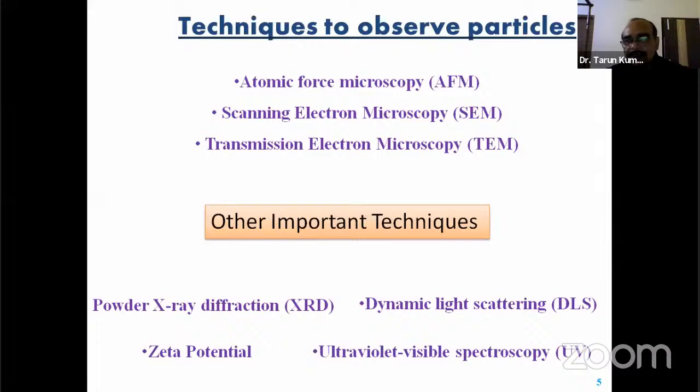So this is one of the things: when you are synthesizing some materials, you have to characterize them. From the characterization point of view, these are the very important and useful instruments that you have to use for the characterization of the nanomaterials.